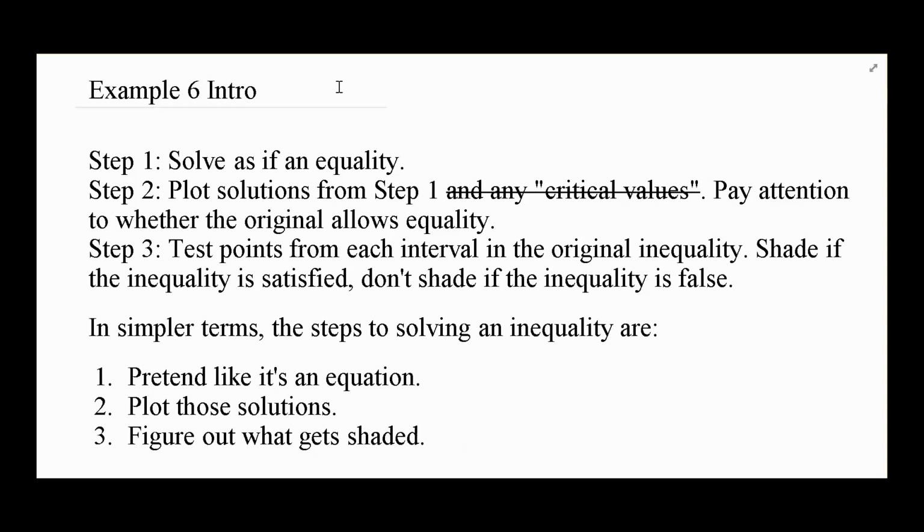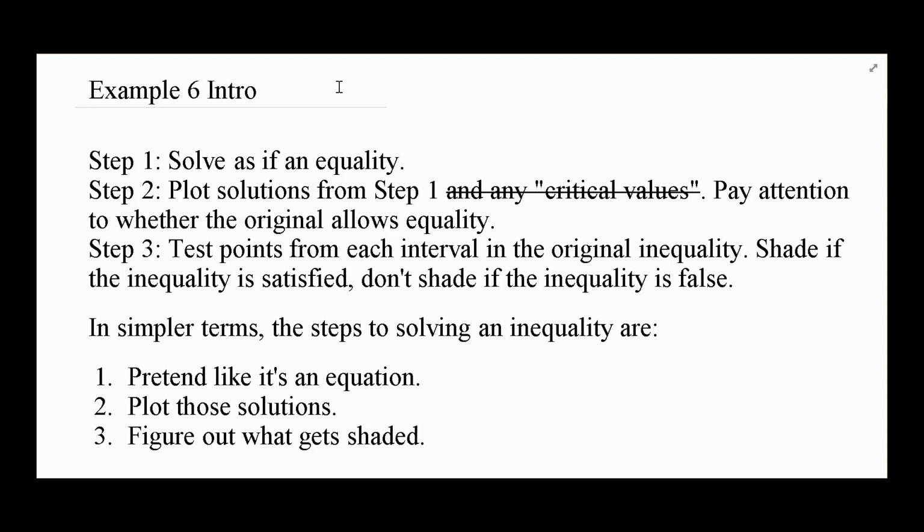Then in step 3, we can have a couple different strategies that work, but in general, once we have our number line broken up by these points of equality, we can test points in each of the chunks, in each of the regions, to figure out whether that region should be shaded or not. So we can test points and say, hey, does this make the original true, or does it make the original false? And that's what we're going to shade.